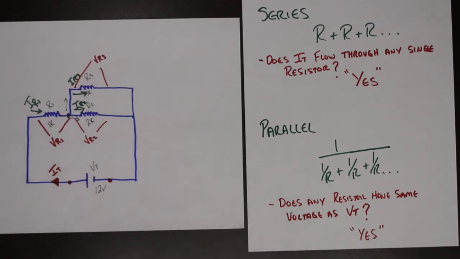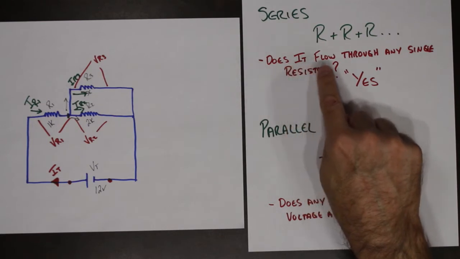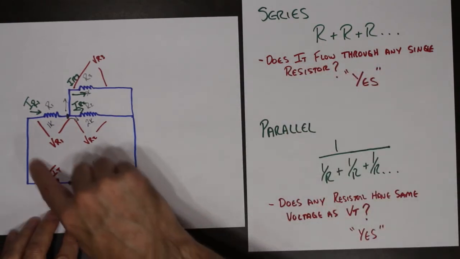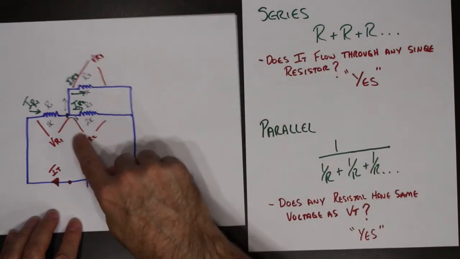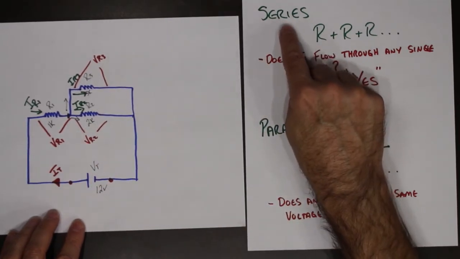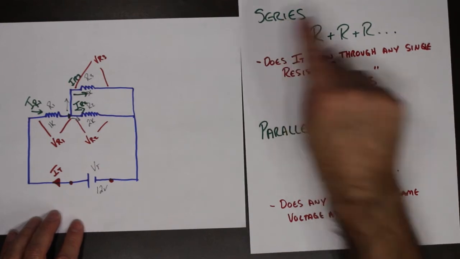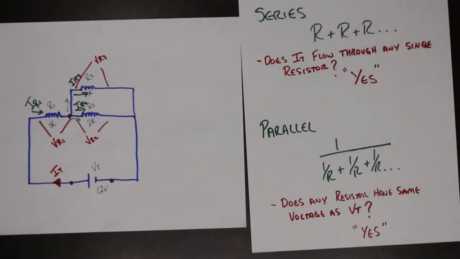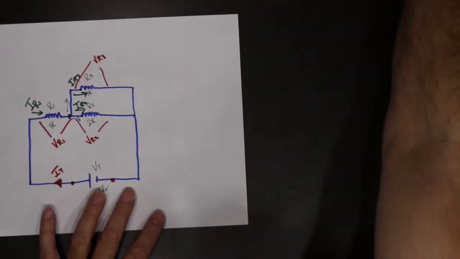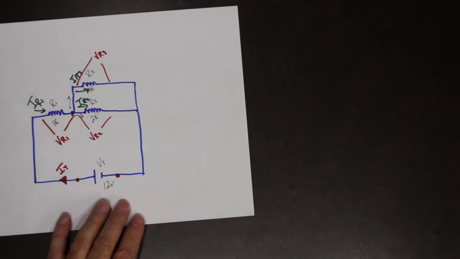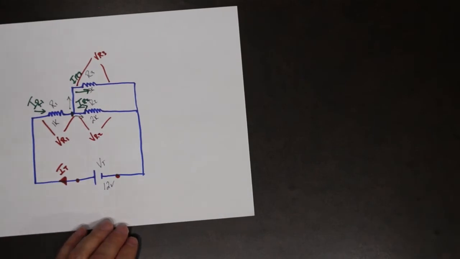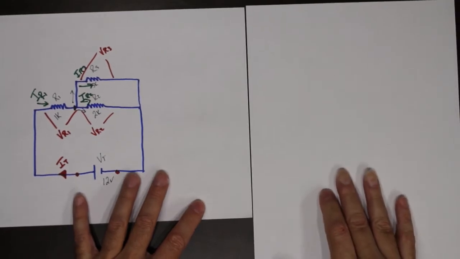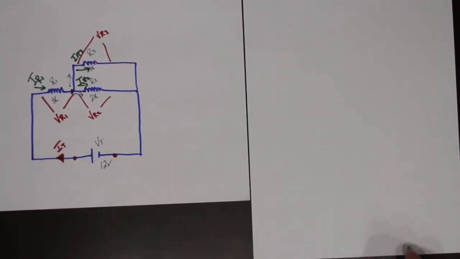So what we're going to do is answer these questions. Does I total flow through any single resistor? Why, yes it does. So this simplifies down to the final step of being a series circuit. So therefore we can actually add our resistors to get our total. But how does it simplify down? So let me just put this up here and bring out another paper. We're going to go through step by step on how to simplify this circuit.